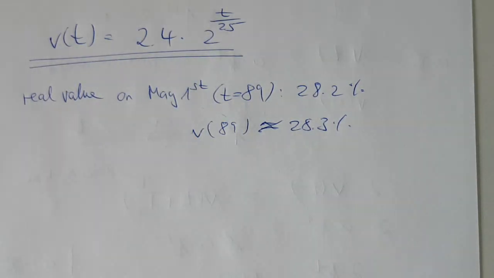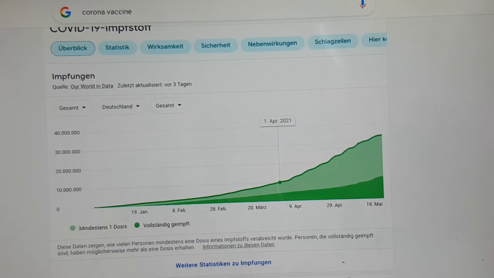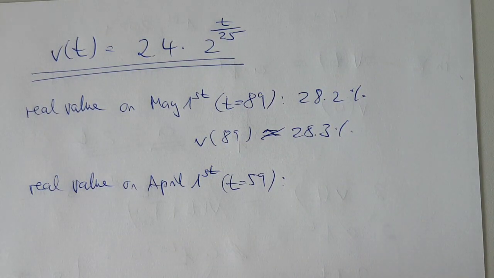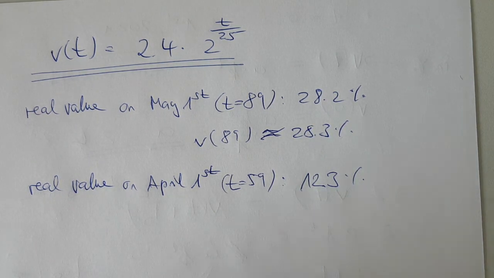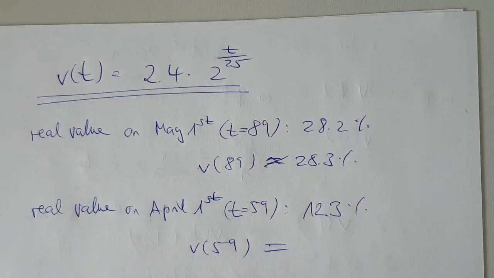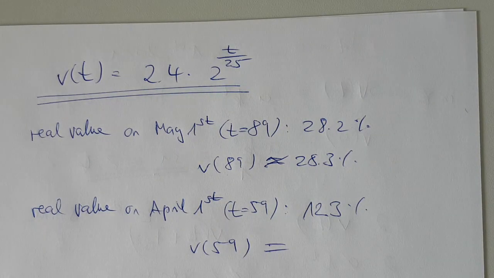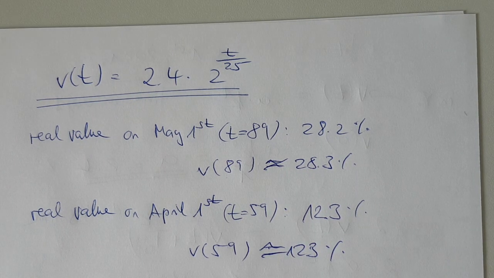Let's maybe check some other values as well. As you can see, the real percentage on April 1st is 12.3%. April 1st is linked with t equals 59. So it's 12.3%. And let's just plug in the value of 59 into our formula. I've done that already, and it gives us almost exactly 12.3%, if we round the number.